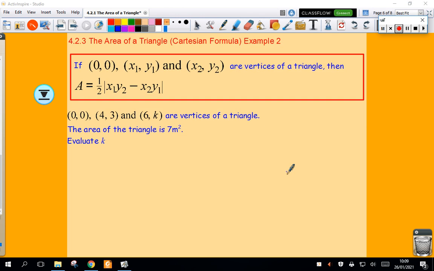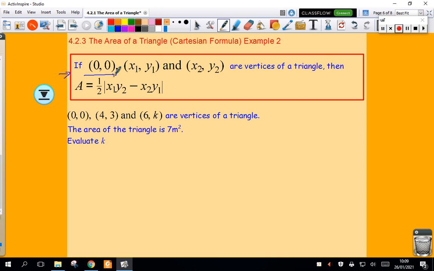Okay, in this lesson, I'm just going to go through another example of using the Cartesian formula to find the area of a triangle. So remember the formula says this: if 0, 0, very important that 0, 0 is one of the points, x1, y1 and x2, y2 are the three vertices of a triangle, then the area can be given by this formula: half times the absolute value of x1, y2, subtract x2, y1.